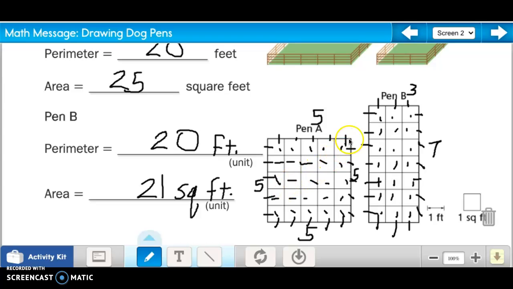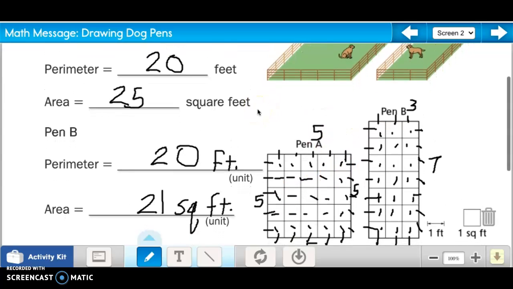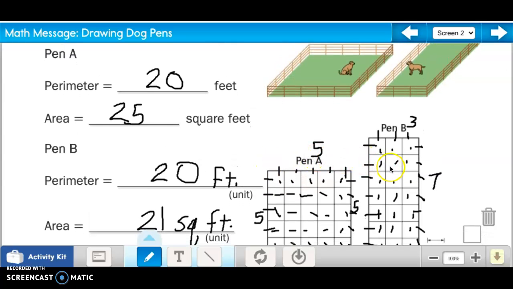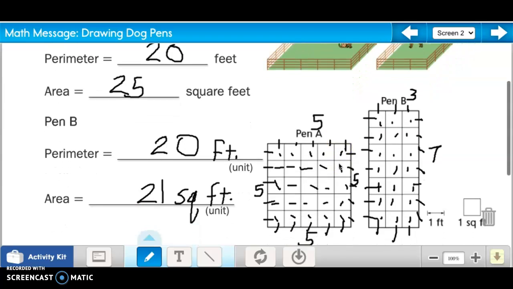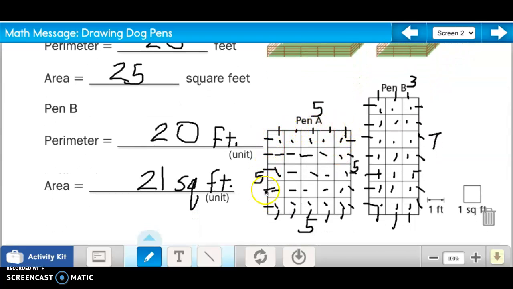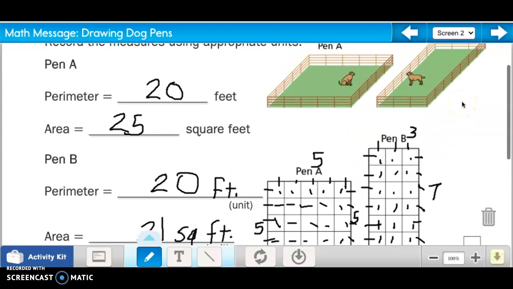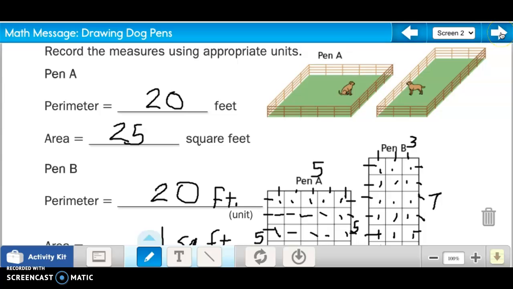Now, do you notice that the perimeter is the same on both of these shapes? This is a square shape and this is a rectangle shape, but the perimeter is the same. There is 20 around this shape and there is 20 around this shape. So we can have two different shapes with the same amount of perimeter. Look at that. Something to remember for what we're going to do next.